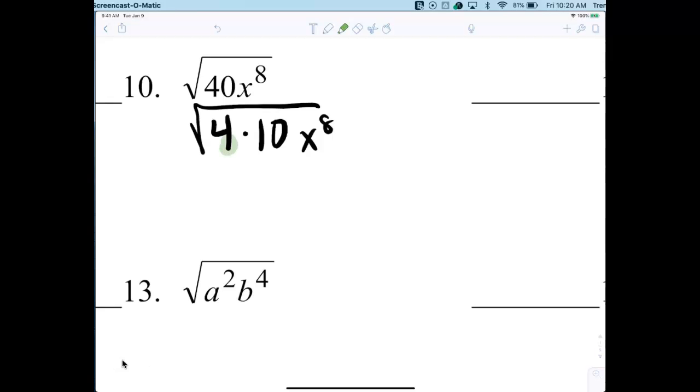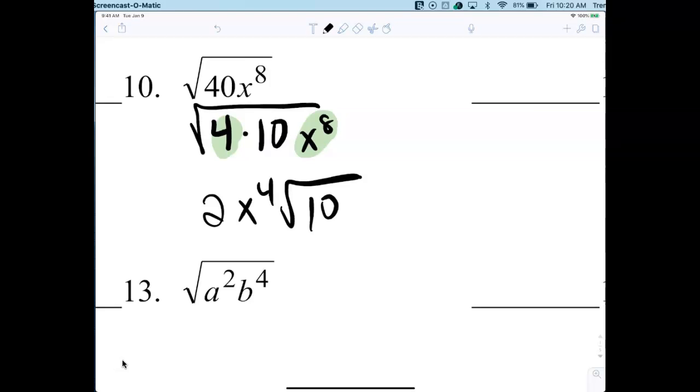Now, circle. What's the square root of 4? 2. What is the square root of x to the 8th? 4. x to the 4th. What's left behind? Come on, guys.